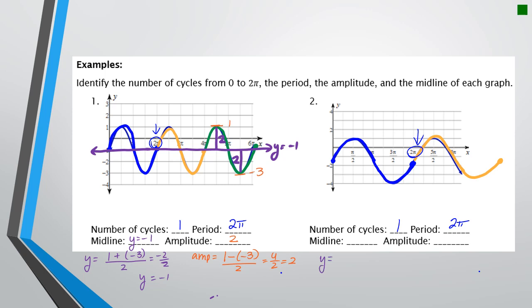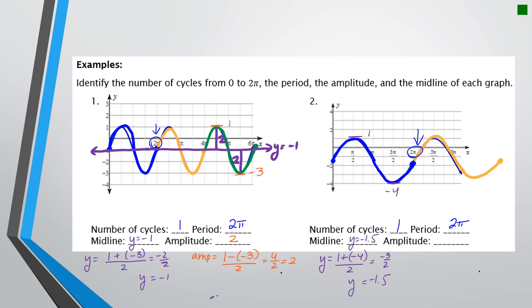Remember that it's always going to be y equals. My highest y value is right here at 1, and my lowest is down here at -4. So I would have 1 minus -4 over 2. I'm sorry, 1 plus, that's the formula, which is -3 over 2, or y equals -1.5.